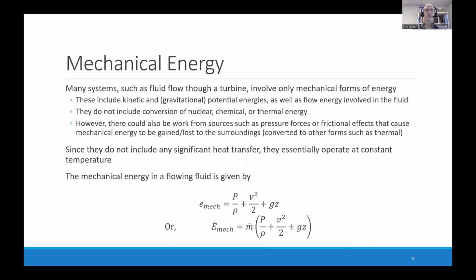The mechanical energy is then given by E equals P, pressure, over rho, density, plus V squared over 2, plus gz. Note that this is per unit mass. You can also have the regular version by just adding mass into all of these terms.